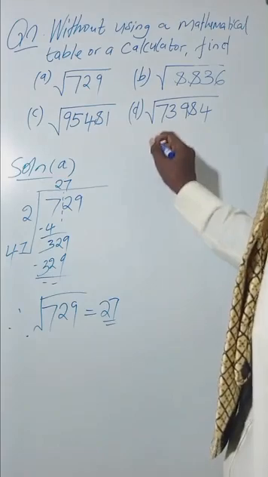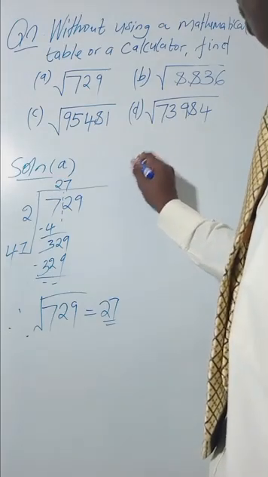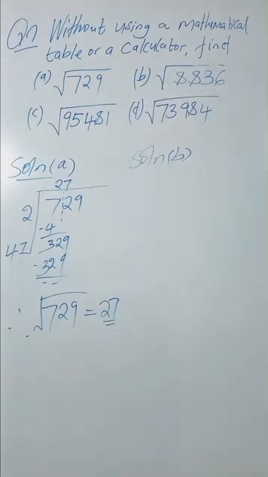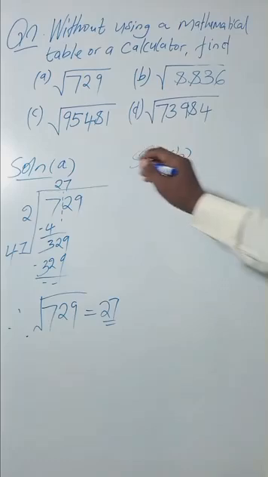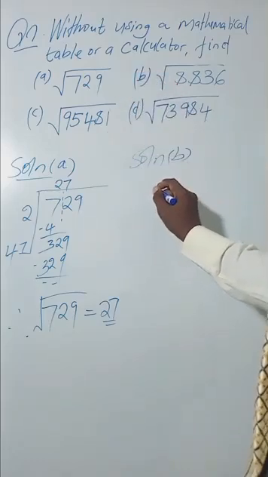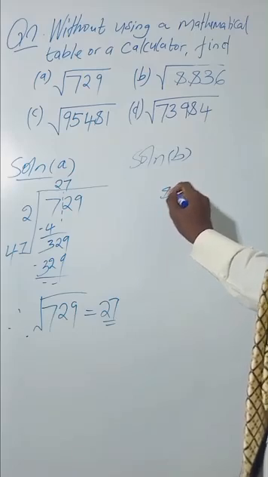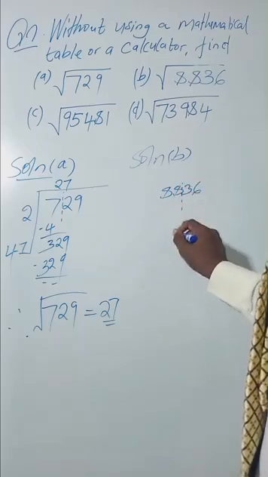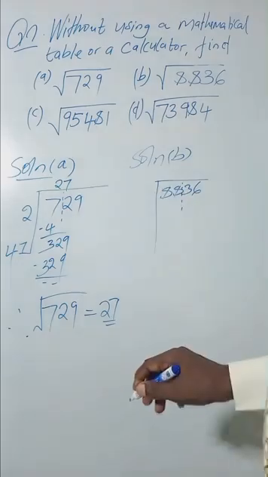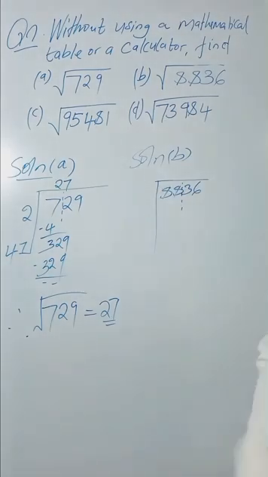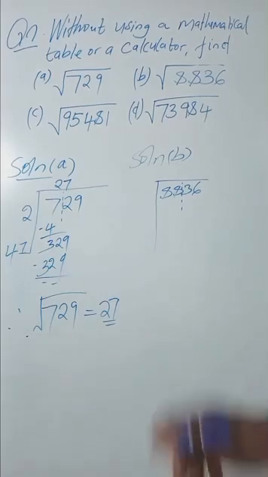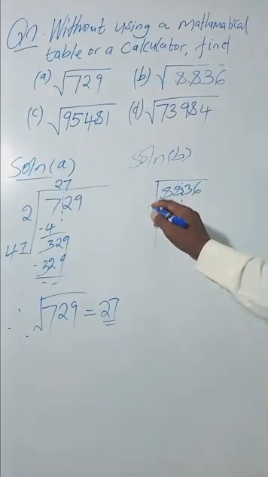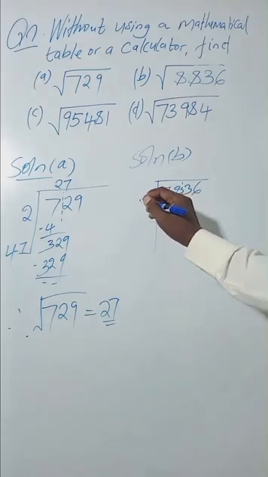Now let's go to solution B. I'll put part B here. Solution B. What is the number? B is this one. We are supposed to find the square root of 8,836. We do the same procedure, put the demarcation into two-digit groups. Then from there, let's get the number which when multiplied by itself will give us a number which is close to or equal to 88.